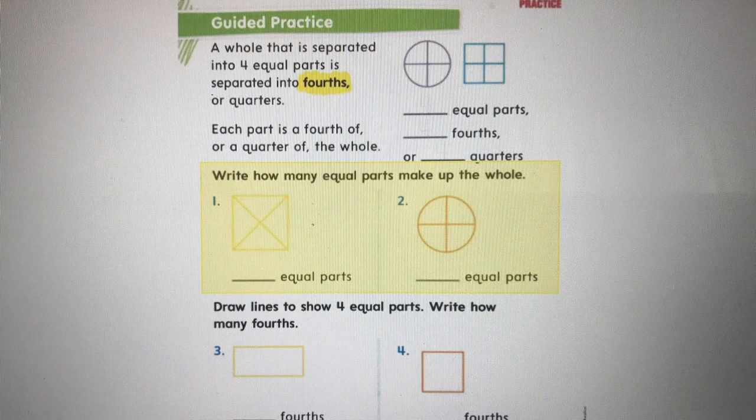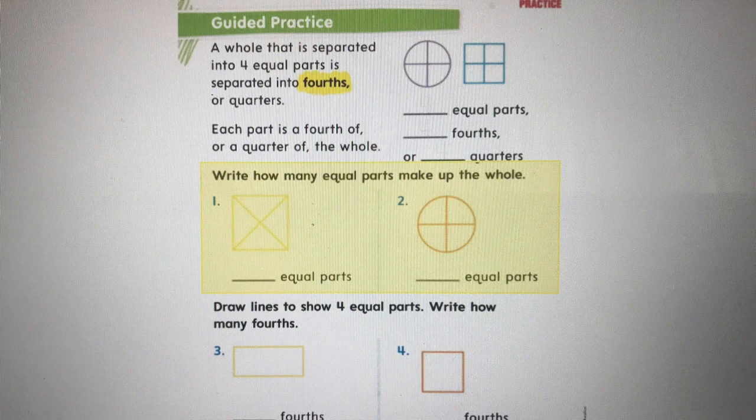So a whole shape that is separated into 4 equal parts is separated into fourths or quarters. Each part is a fourth of or a quarter of the whole. So you can see that the line says 4 equal parts, 4 fourths, or 4 quarters. It all means the same thing. All it means is that there are 4 equal parts through the whole shape. Now, go ahead and take your pencil and trace over that.